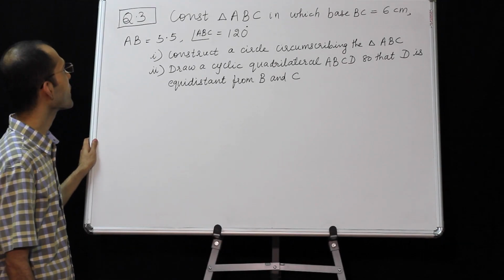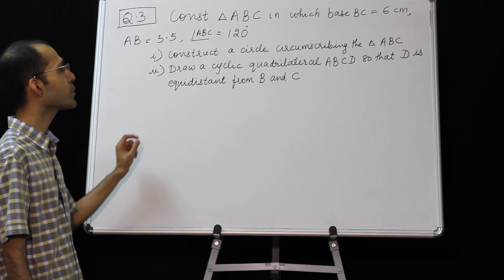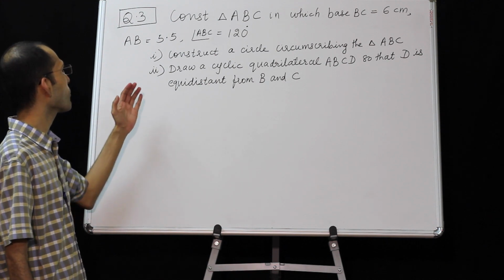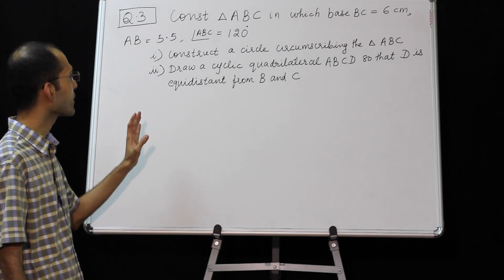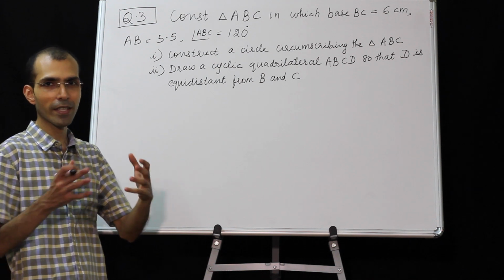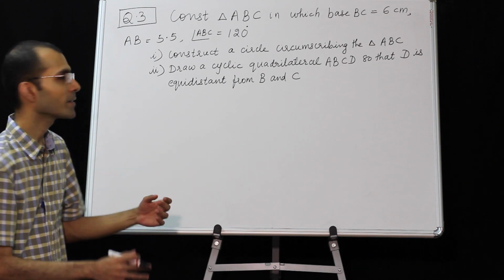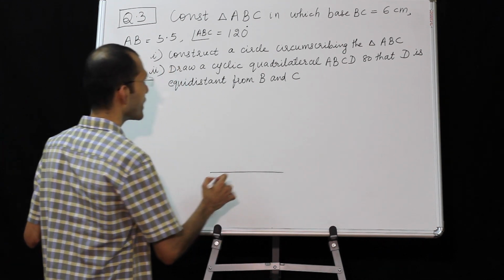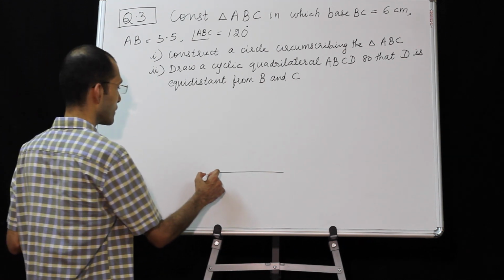Question 3. Construct triangle ABC in which base BC is 6 centimeter, AB is 5.5 and angle ABC is 120 degrees. So first let's draw this triangle. Now that way a triangle has got 3 bases, but here they have said base BC. So we will take BC first. It's an opening segment, so we can draw directly 6 centimeter with the help of a scale.